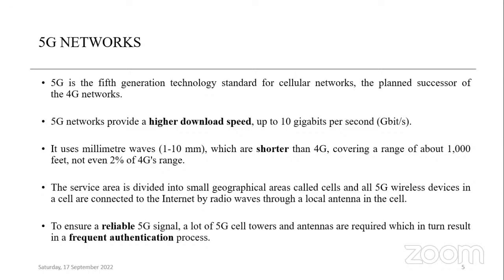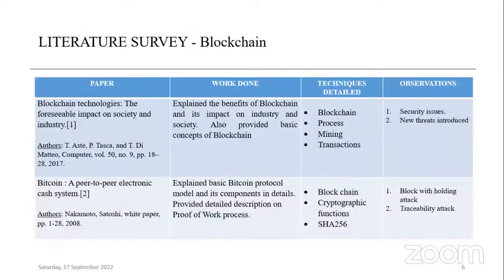Because of these reasons, the whole geographical area is divided into smaller cells, and these cells are connected to the network using antennas that are located in each cell. Hence, for ensuring a reliable 5G signal, a lot of cell towers and antennas are required, resulting in a frequent authentication process. Because when a user equipment is moving between the cells, every time the authentication process is going on in the network.